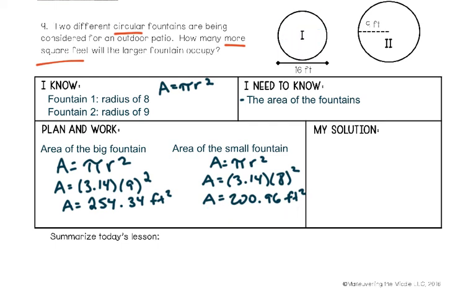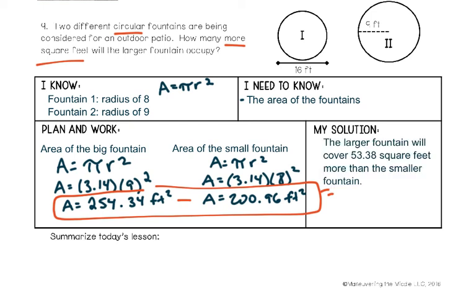Now that we have the area of the bigger fountain and the smaller fountain, we're actually not done answering the question. The question was asking how many more square feet will the larger fountain occupy? When a problem asks us how many more something is, it's asking me to subtract. I'm trying to find the difference. So I'm going to take the area of the bigger fountain minus the area of the smaller fountain. This will give me my solution. After you subtract, you should get the number 53.38, and I just went ahead and wrote this in a sentence. My final answer is that the larger fountain will cover 53.38 square feet more than the smaller fountain does. And that is it for this problem.